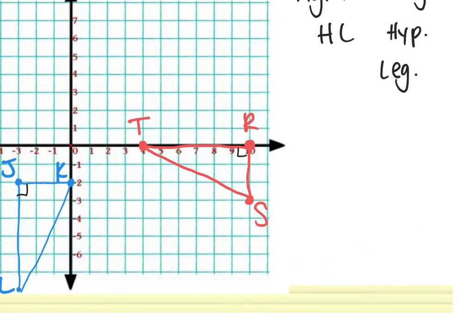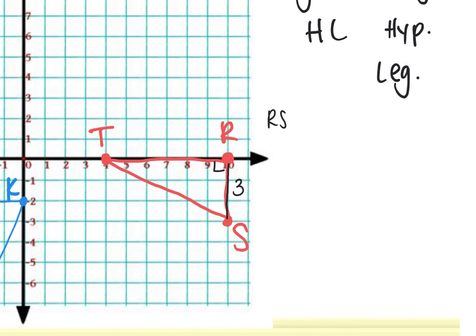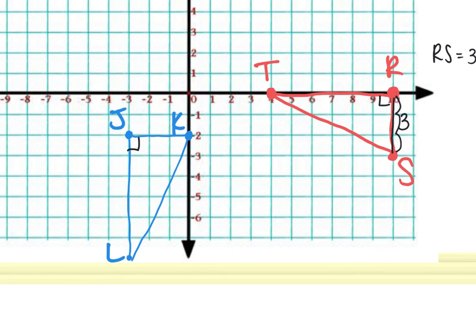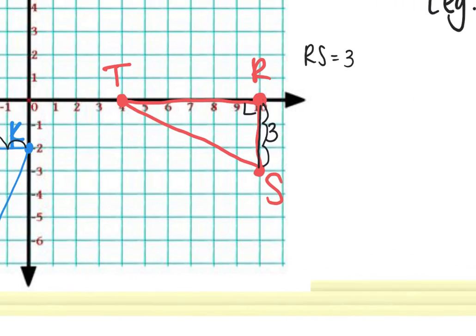Let's pick a really easy leg. Let's pick RS. The length of RS is 3 units. You can just count them: 1, 2, 3. Remember, vertical and horizontal lines, you can just count. So RS equals 3. And then let's pick the corresponding side in JKL, and that would be JK. 1, 2, 3. So JK equals 3 as well.